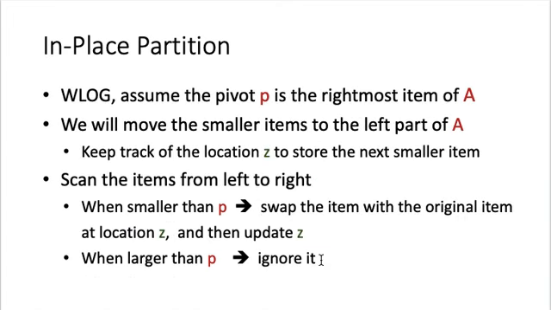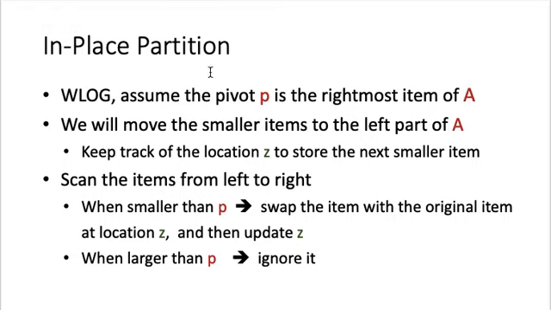Here we are going to show this actually can be done. We actually do not need this extra array B. First of all, without loss of generality, we assume that the pivot P is the rightmost item of A. If it is not, then it's easy. We take a pivot and then swap it with the rightmost item of A so that we put this pivot intentionally at the rightmost end of A to begin with.